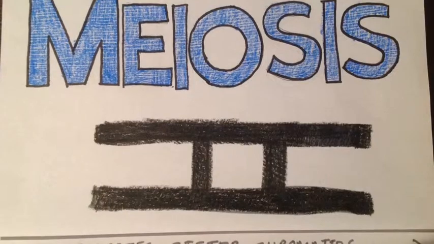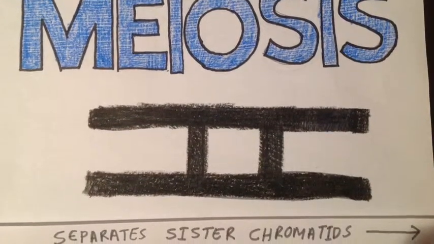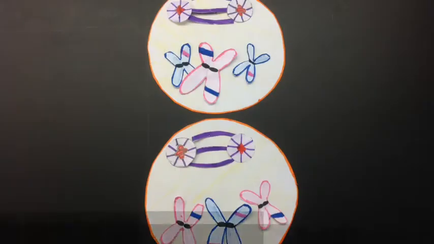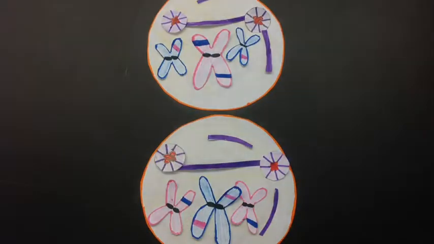Meiosis II is very similar to mitosis and forms 4 haploid cells. There will be no DNA replication between meiosis I and II. During prophase II, the spindle apparatus forms and the chromosomes with two chromatids move towards the metaphase plate.